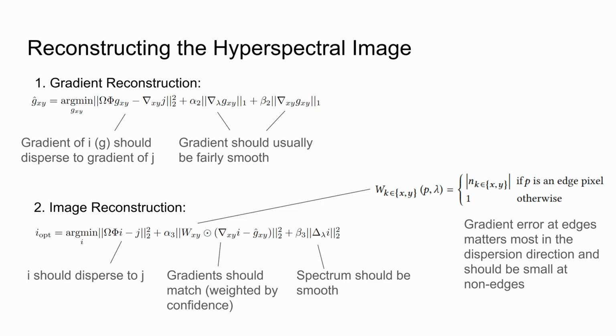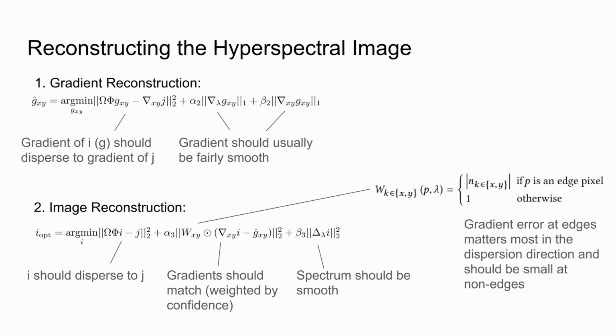While I-aligned does contain hyperspectral information, it is nowhere close to being accurate. To address this, we need to include information about the edges into the reconstruction algorithm. To do this, we start by reconstructing the spatial gradients of the image, g hat, then reconstruct the hyperspectral image, I opt. This is done with another two optimization steps. Finding the spatial gradients involves a similar minimization problem as doing alignment. However, finding I opt is more complex.